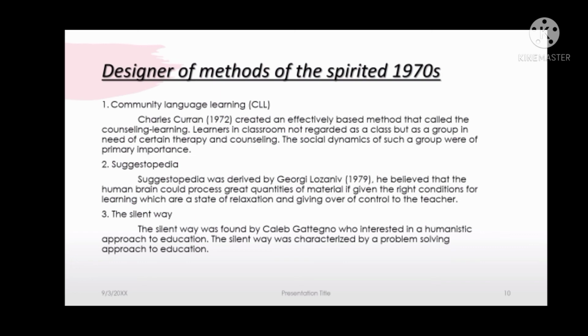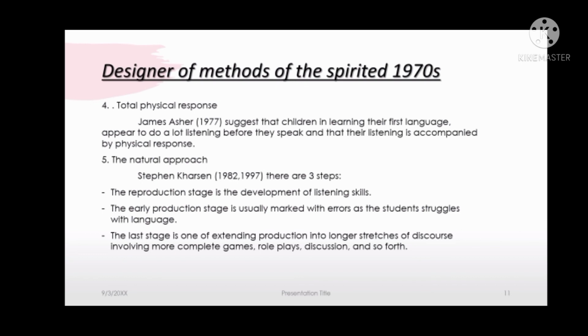The next one is the silent way. The silent way was founded by Caleb Gattegno, who was interested in a humanistic approach to education. The silent way was characterized by a problem-solving approach to education. Next is total physical response. James Asher in 1977 suggests that children in learning their first language appear to do a lot of listening before they speak, and that their listening is accompanied by physical response.